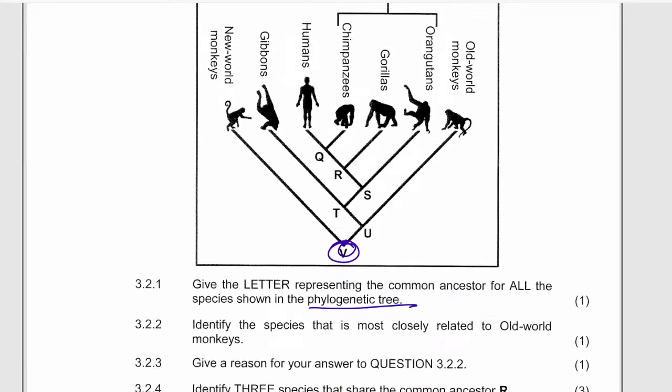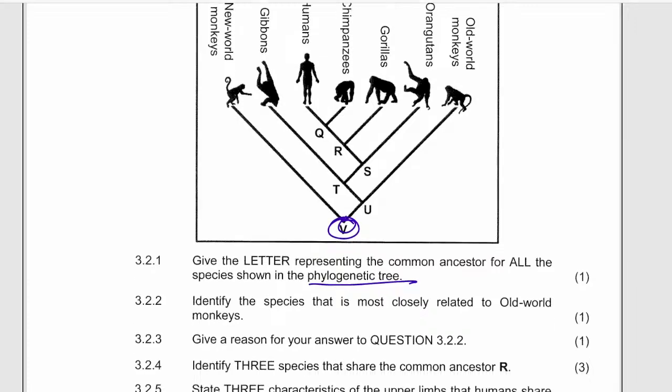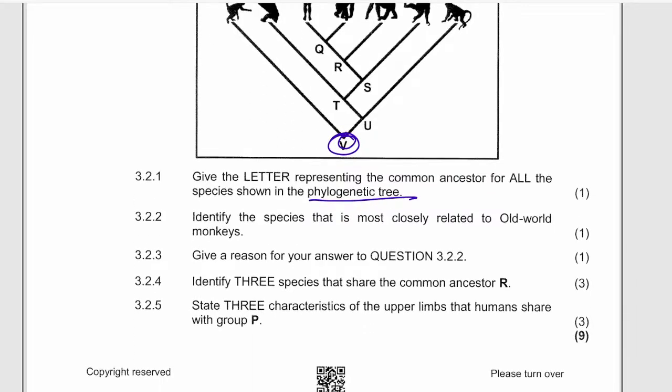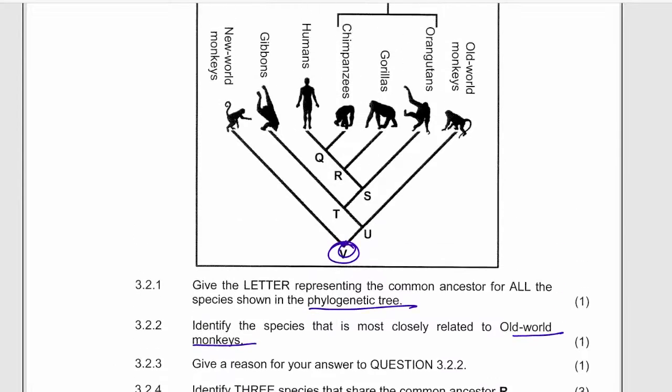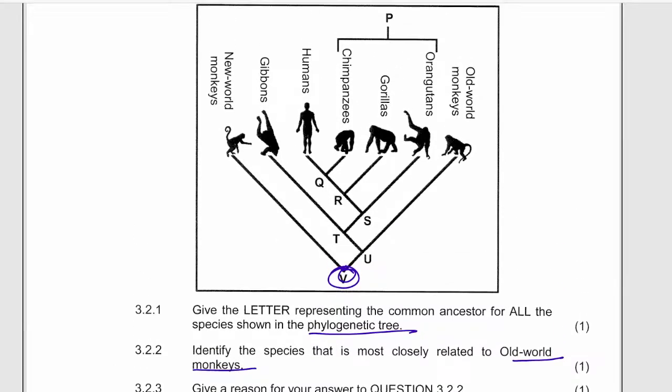So they keep splitting. You understand? They keep splitting. Then they're saying that if you identify the species that is most closely related to the old monkey. Old monkey, what is the most common recent ancestor of old monkey?